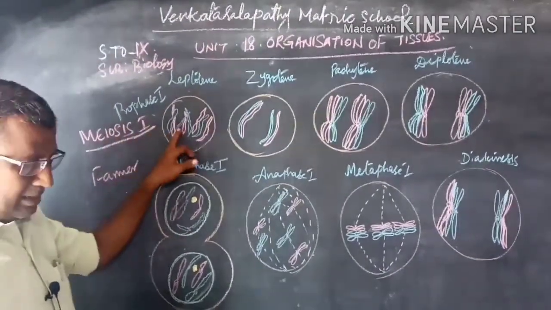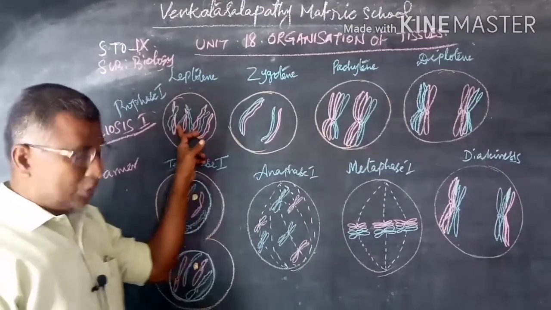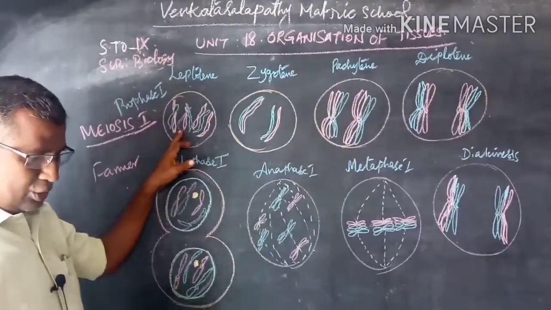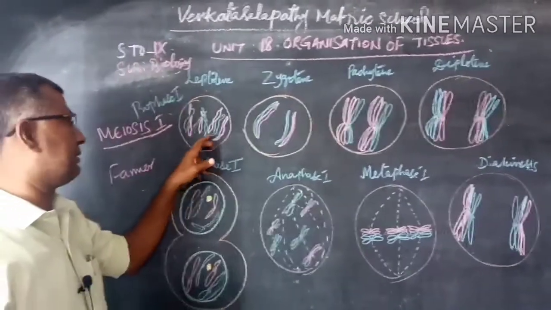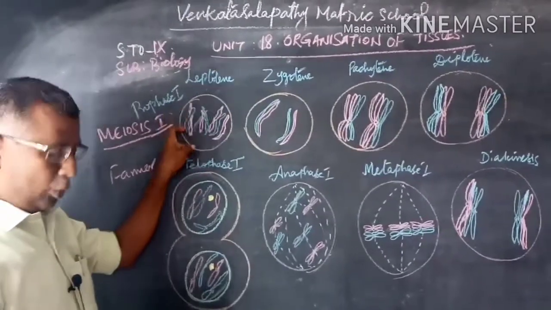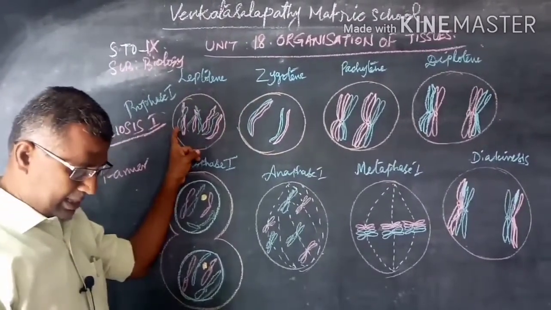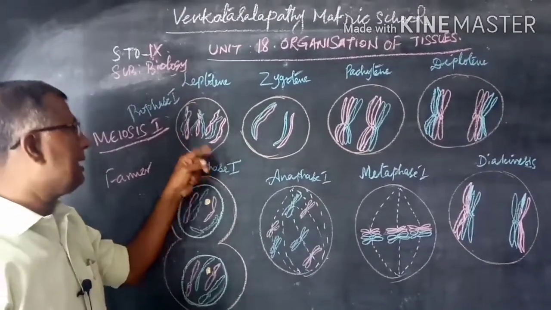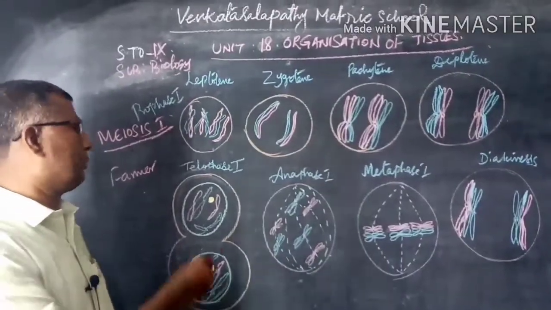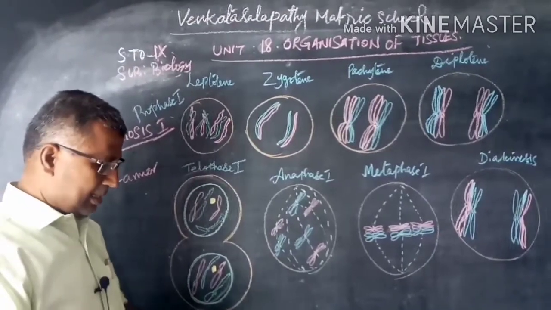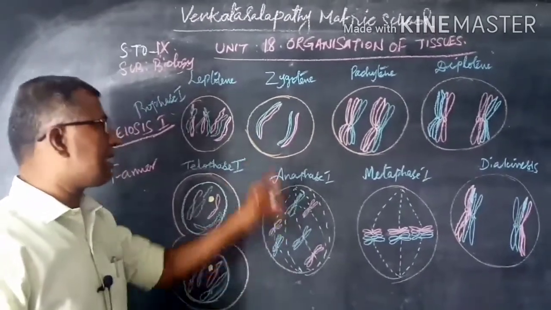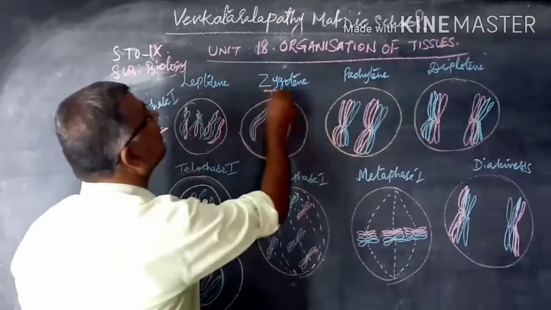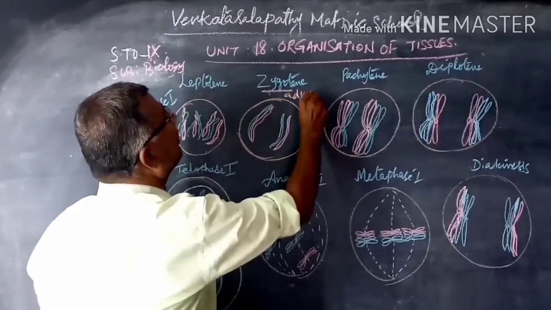Leptotene, this is the first stage. The chromosomes become uncoiled and assume thread-like structures. Understand? Thread-like structures, and they take up a specific orientation inside the nucleus. It is known as the bouquet stage. Then the next one is zygotene. Zygo means adjoining.